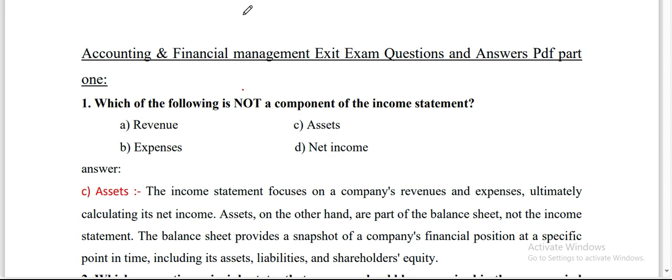We'll see some questions with detailed answers and explanations of the answers.